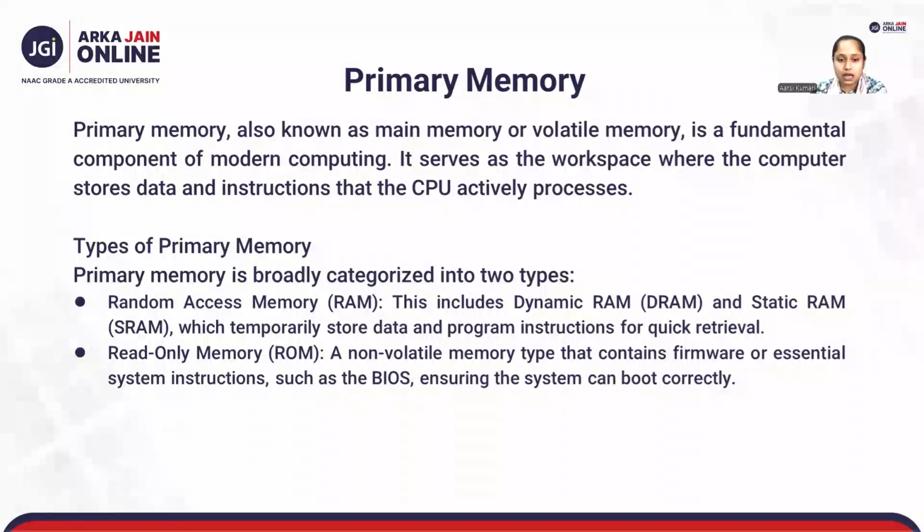Types of primary memory. Primary memory is broadly categorized into two types: random access memory, RAM, which includes dynamic RAM and static RAM, and temporarily stores data and program instructions for quick retrieval. And read-only memory, ROM, a non-volatile memory type that contains firmware or essential system instructions such as the BIOS, ensuring the system can boot correctly.